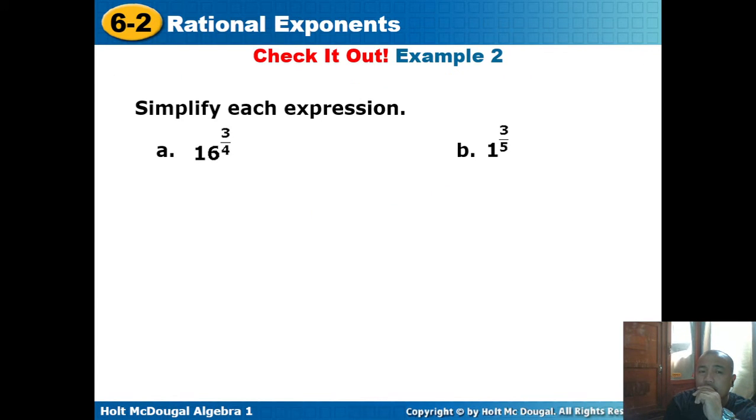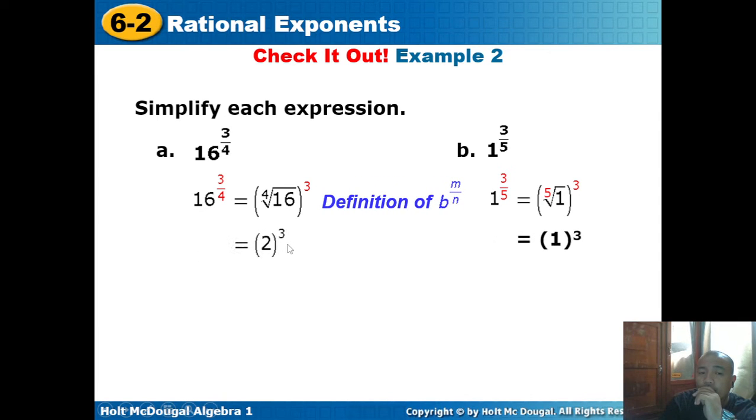Another: 16 raised to 3/4 and 1 raised to 3/5 can be written as, in letter A, the fourth root of 16, cubed. And this one, 1 raised to 3/5, means the fifth root of 1, cubed. Now inside the parentheses, what's the fourth root of 16? That's equal to 2. 2 cubed. And this one, what's the fifth root of 1? That's 1, cubed. So what is 2 cubed? 8. And what is 1 cubed? 1. 1 times 1 times 1 is still 1. 2 times 2 times 2 is 8.